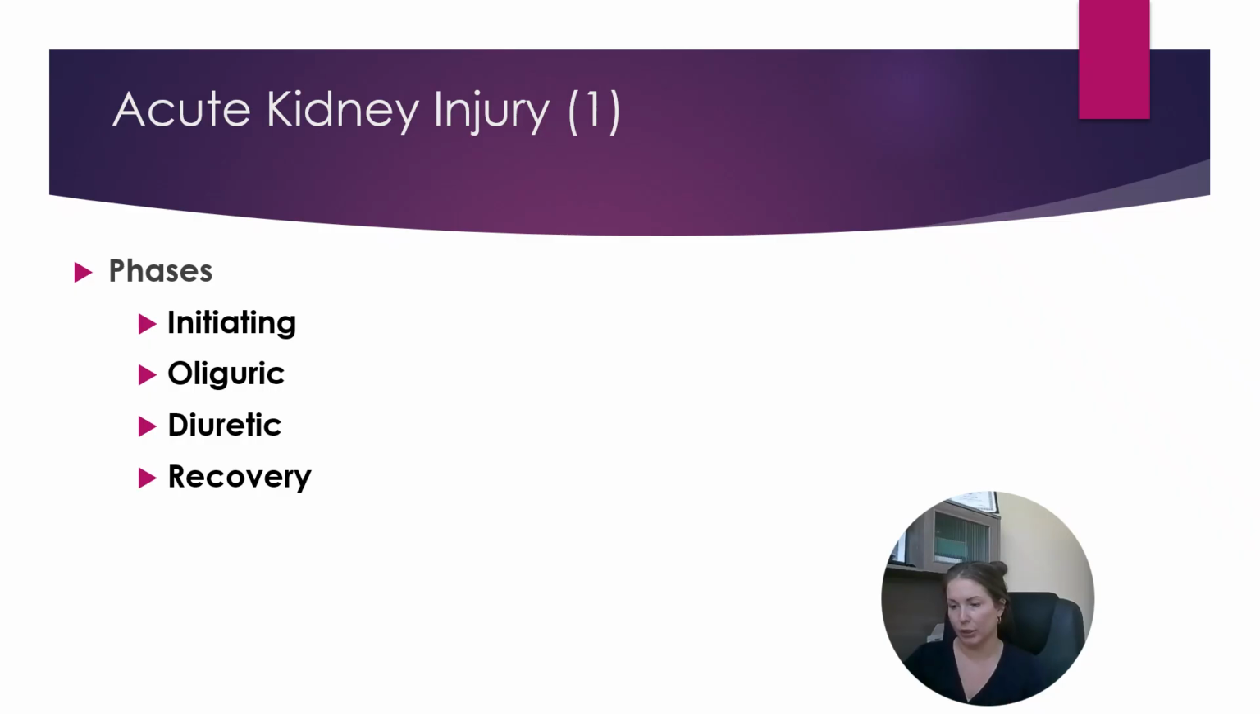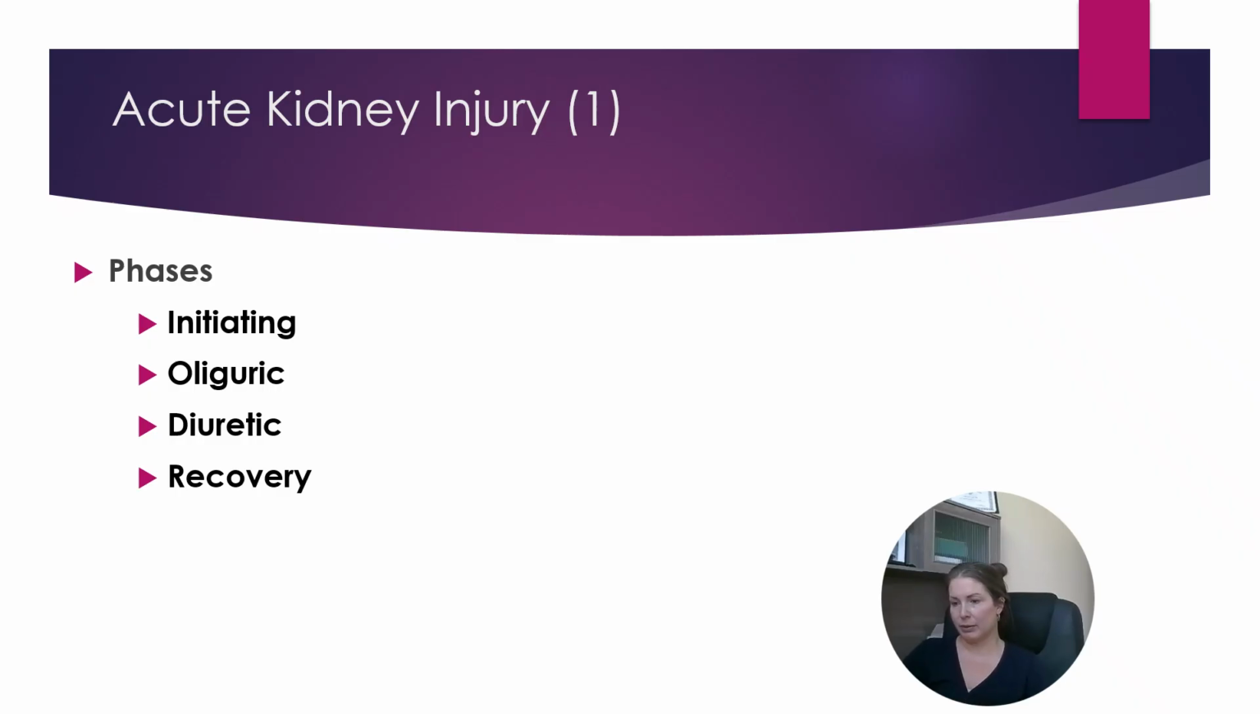Oliguric, that's going to be the oliguric phase. It's going to be when our urine output is below 400 milliliters per day, and we have that retention of our waste products, so our BUN and creatinine are going to increase. Have signs of fluid overload with edema and hypertension, and with our electrolytes, we're going to expect hyperkalemia, hyponatremia, and then some metabolic acidosis. This phase can last about 1 to 2 weeks.